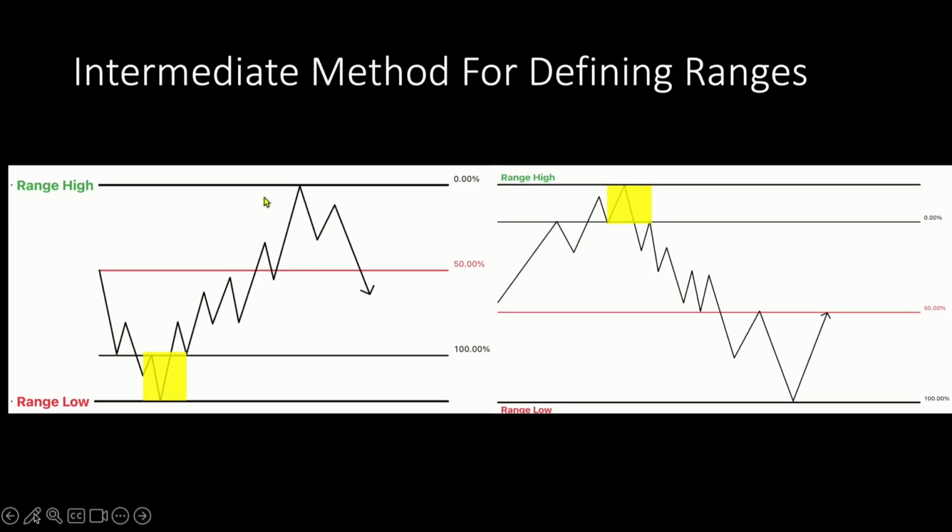If, for example, this expansion leg higher made price trade above an old high, above external range liquidity relative to the range from that high that formed somewhere right here to the low, price creates a new high, so it has taken out external range liquidity. What can it retrace towards now? Towards internal range liquidity, towards 50% of that new dealing range.